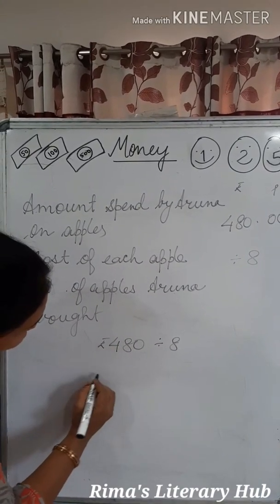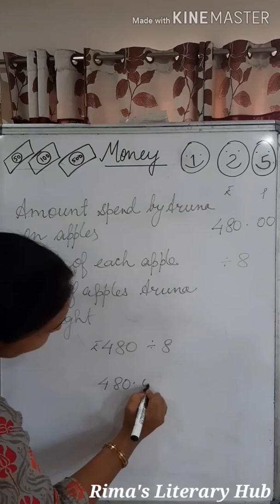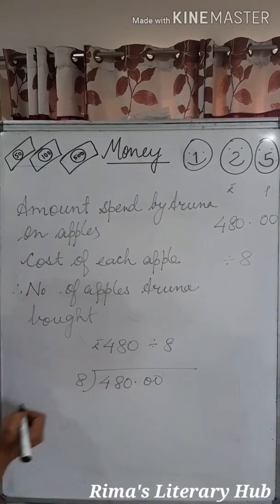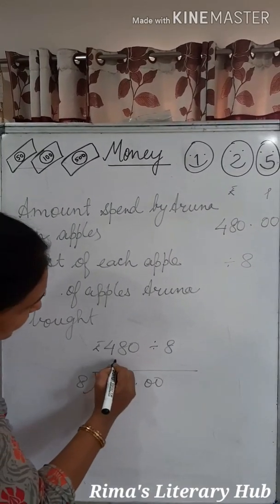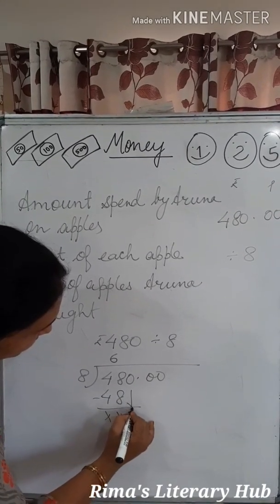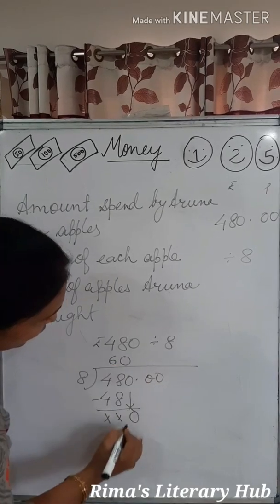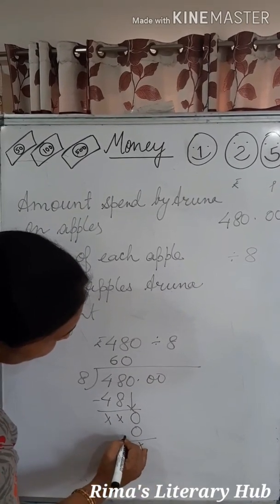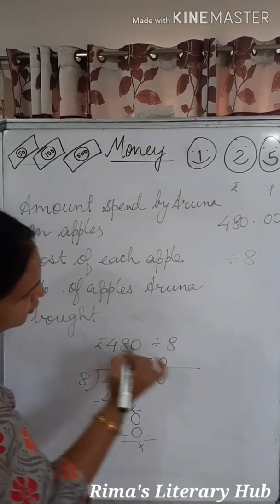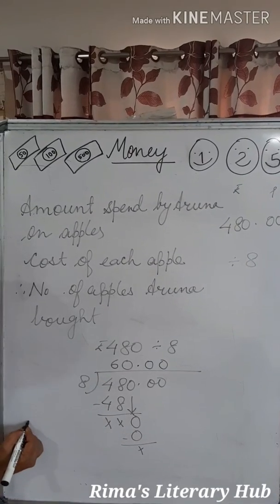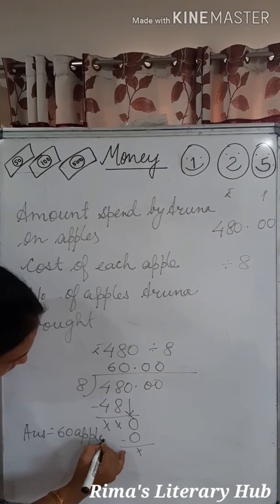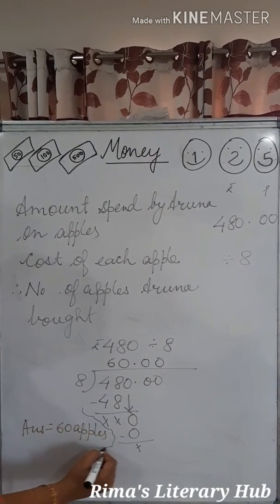rupees. Don't forget to put this rupees. 480. You know 8. How many times? Recite the table of 8. 8 6s are 48. 0 comes down. Don't forget the 0. 8 zeros are 0. Now these 2 zeros you can leave it. In place of these two zeros, we can simply put zeros. So my answer is 60 apples. Answer 60 apples. This is what she had brought, 60 apples.